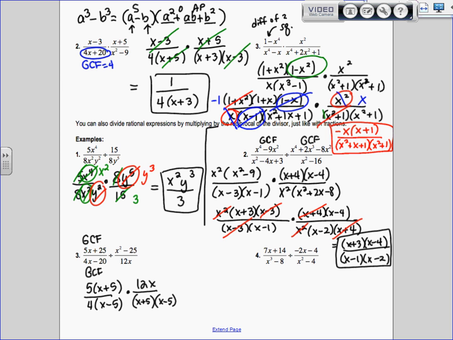Lots of canceling. So I'm going to cancel my x plus 5, x plus 5. My 4 and my 12 can reduce out. So when I reduce those, I'm going to get a 3 on top and a 1 on the bottom. But nothing else can cancel. Why can I not cancel the x minus 5s? They're on the same level, right? One's not on top and one on bottom. They're on the same level. So my final answer is going to be 5 times 3 times x, so 15x over x minus 5 times itself. So you could write x minus 5 squared, or you could do x minus 5 times x minus 5. Doesn't matter. It's probably the easiest way, right?